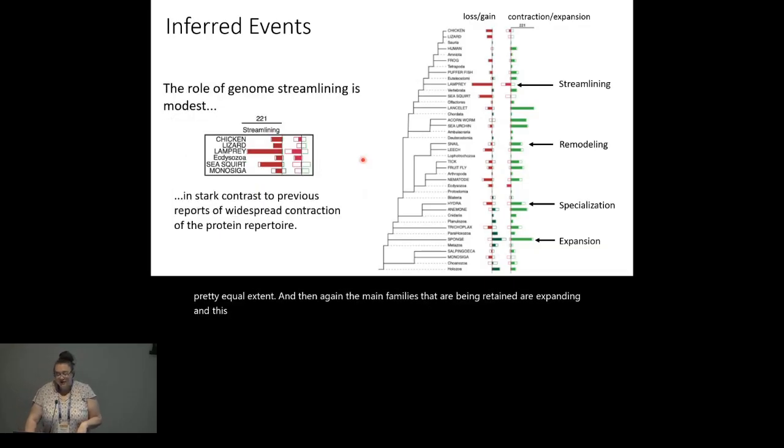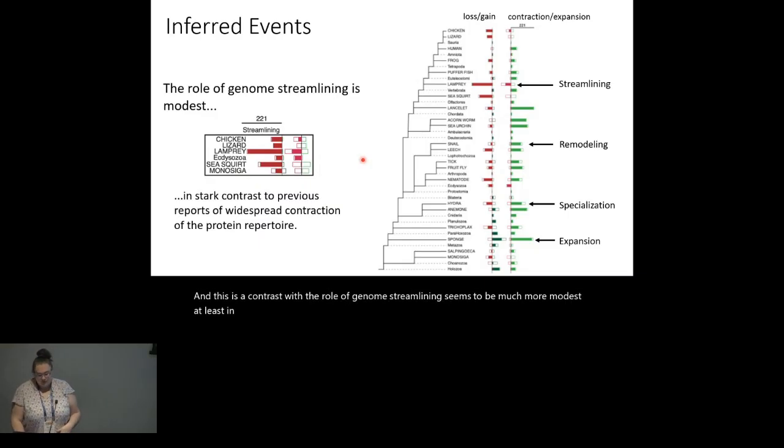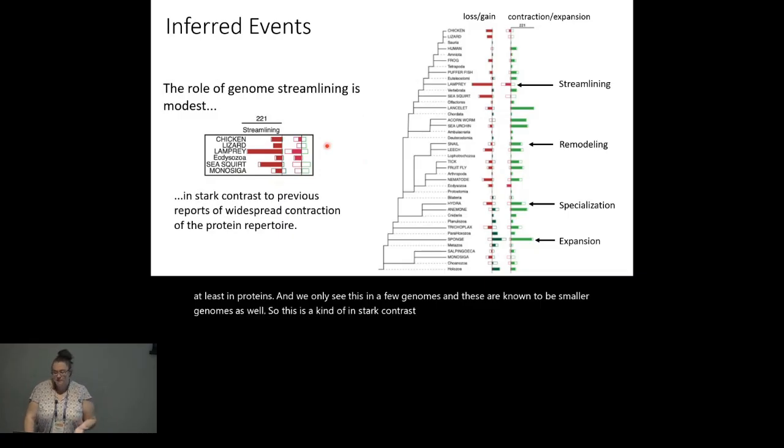And this is in contrast with the role of genome streamlining, which seems to be much more modest, at least in proteins. We only see this in a few genomes, and these are known to be smaller genomes as well. So this is in stark contrast to what's been reported extensively in the literature, where we see lots of widespread contraction.